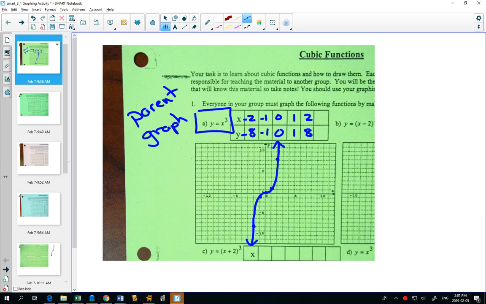Whenever we're drawing our graphs, if a graph continues on forever, we need to show arrowheads. So the first thing I want you to check on yours, did you have arrowheads on the end of your graph?